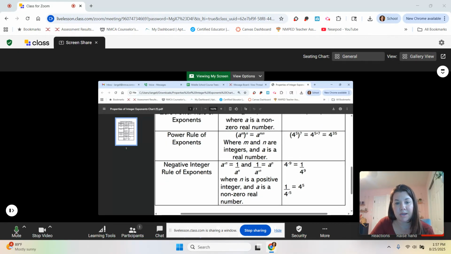Okay, and then the last one, negative integer rule. If a number is taken to a negative exponent, you can pull it into the denominator and it will become positive. The same is true if it's already in the denominator and it's negative, pull it up into the numerator and it becomes positive. So you can move those back and forth to make them either positive or negative.